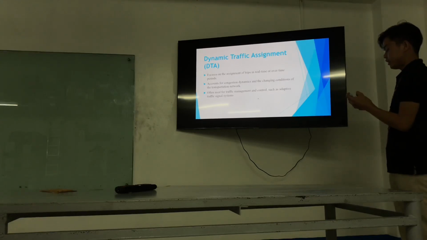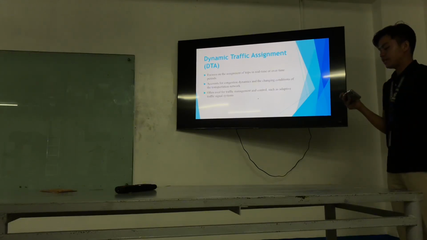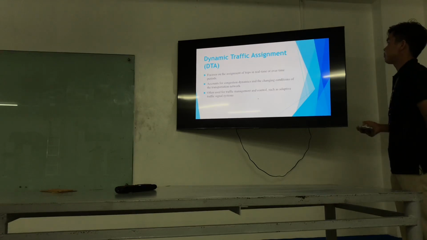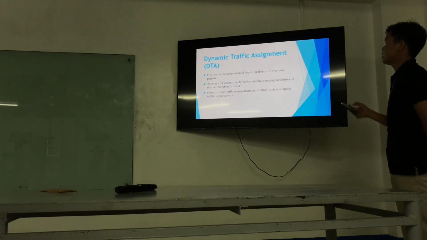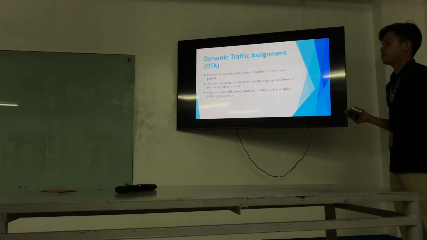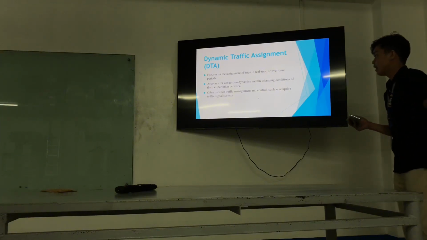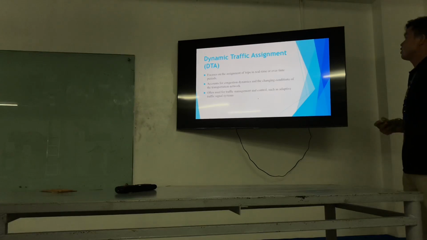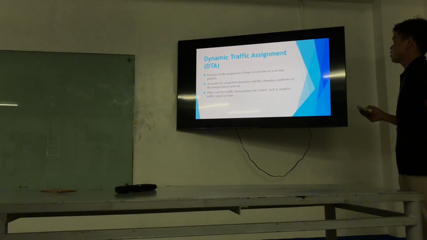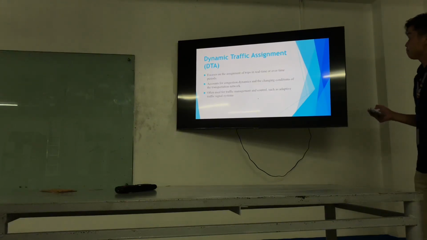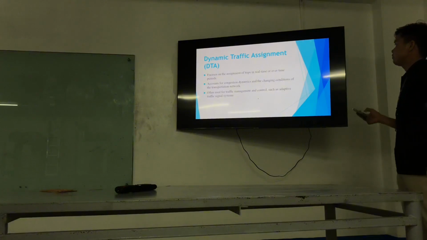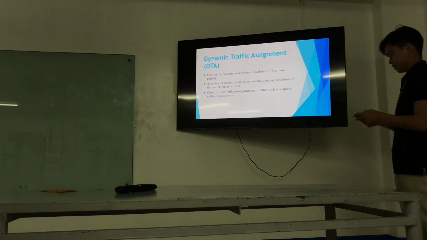The next assignment is the DTA, or Dynamic Traffic Assignment, which focuses on the assignment of trips in real time or over time periods. It accounts for congestion dynamics and the changing conditions of the transportation network, and it is often used for traffic management and control, such as adaptive traffic signal systems.